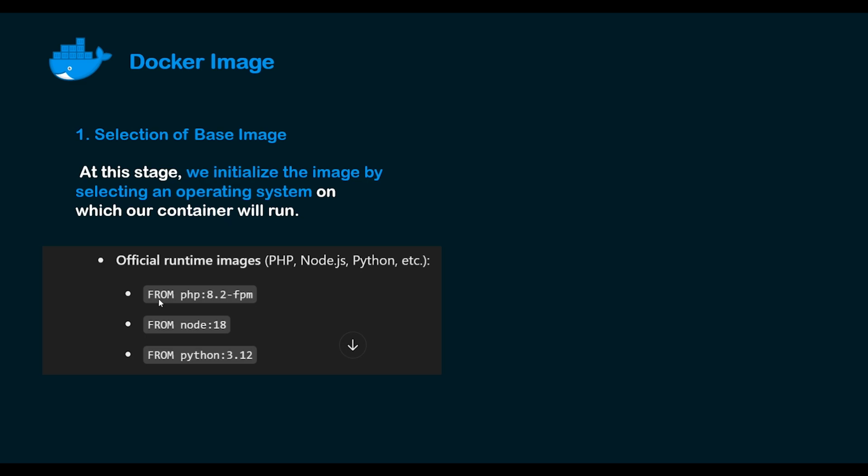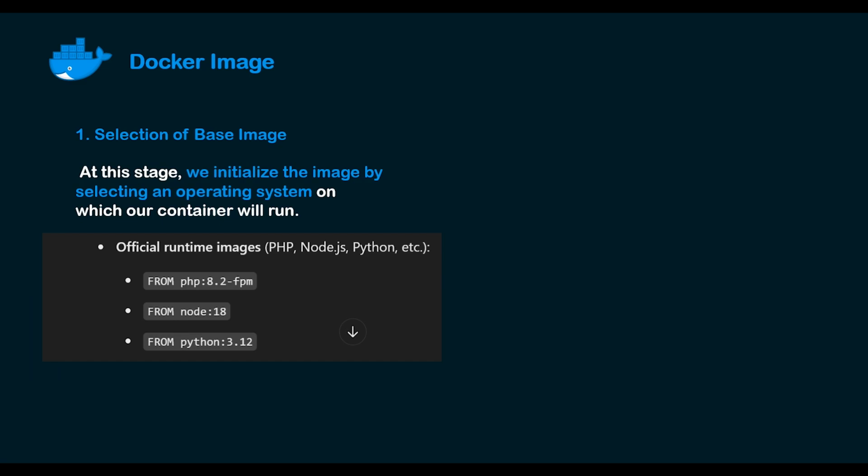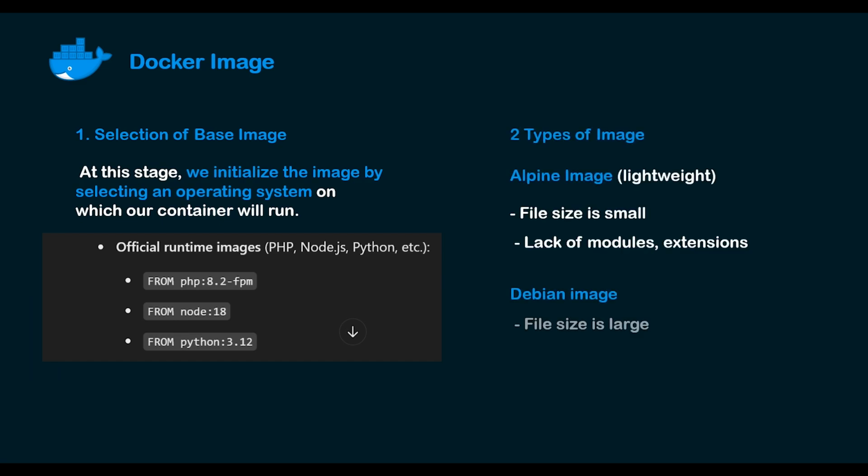You can see I pass here FROM php:8.2-fpm, and FROM node:18. Here I just specify that we are going to use Node 18 as our image. Now we have two types of Docker images: Alpine-based images and Debian-based images. Alpine-based images are lightweight, which means the file size is small, and this type of image lacks some modules and extensions. A Debian-based image has a bigger file size and comes with everything out of the box.